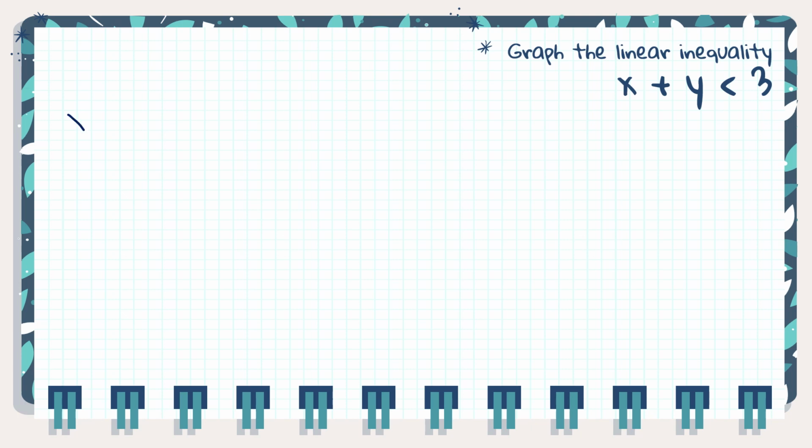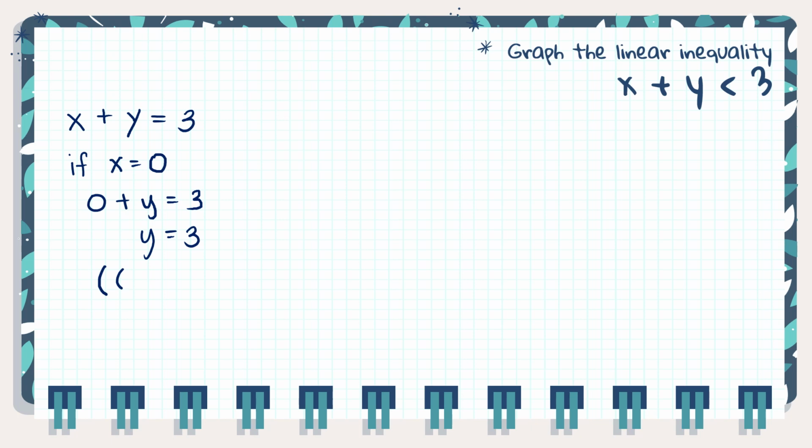So if we have x plus y is equal to 3, we can have 3 points. Let us assume that if x is equal to 0, we have 0 plus y is equal to 3. So therefore, y is equal to 3. So we already have 1 point on this graph. So we have 0, 3.